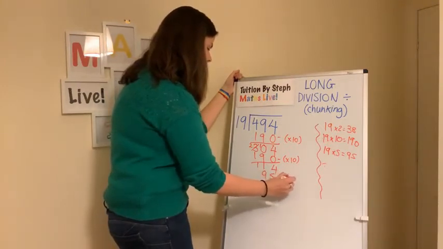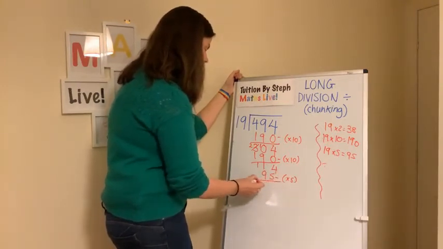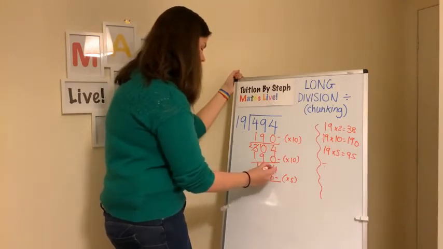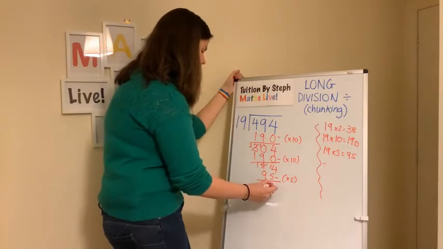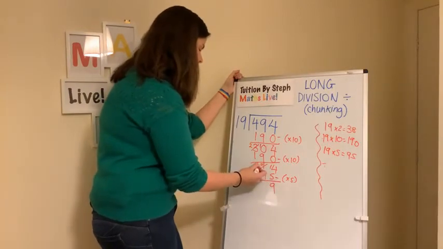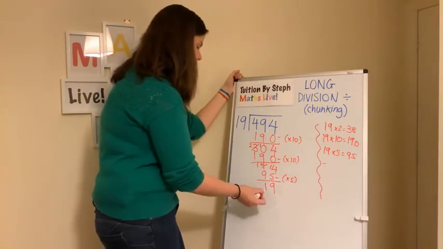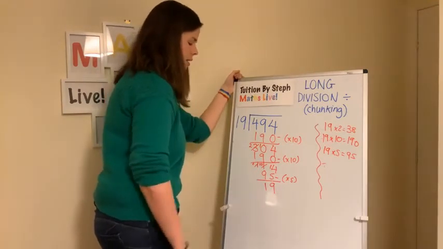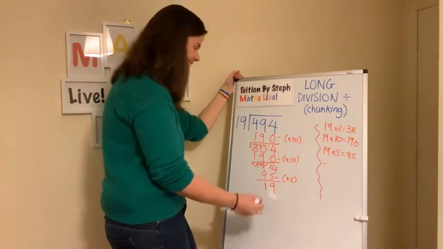And that is 5 lots of 19. Okay. So you can't do 4 take away 5. So make that 0. So that's 9. And then you can't do that, so you make that 1. Okay, so you cross that out, make that 0. 10 take away 9. And we're left with 19.